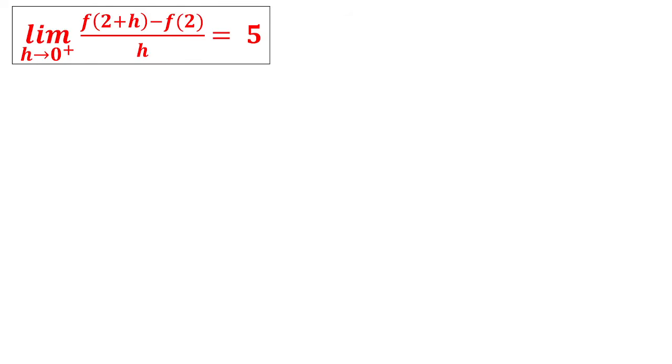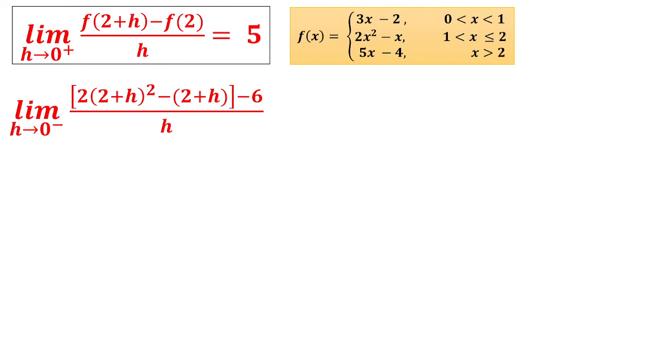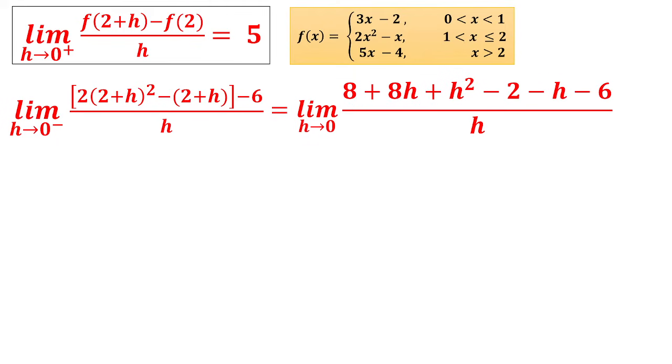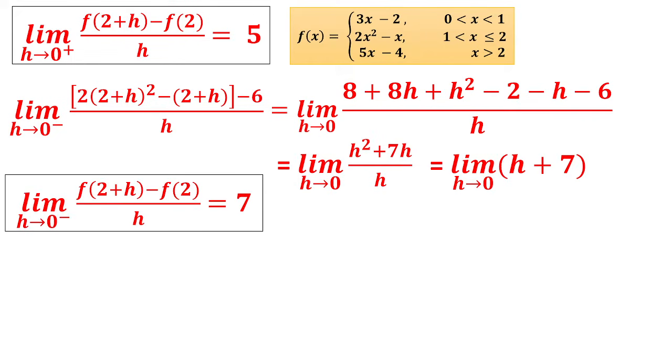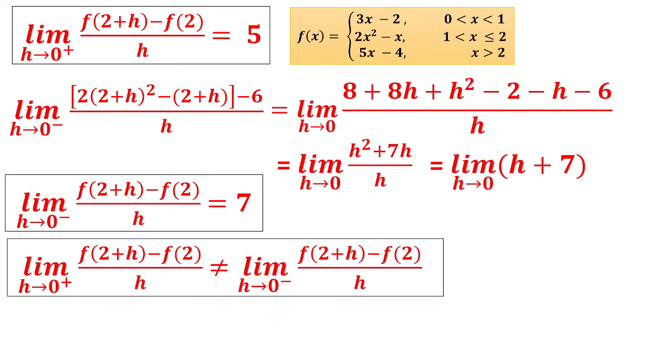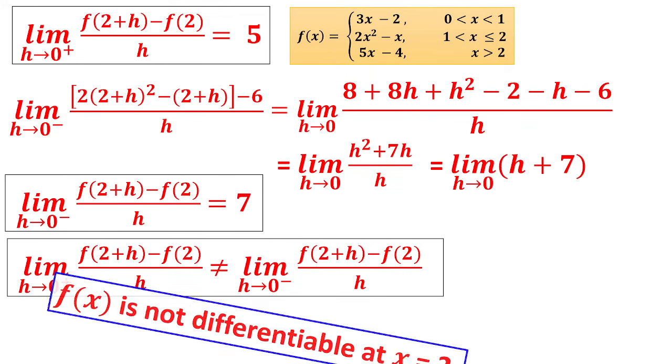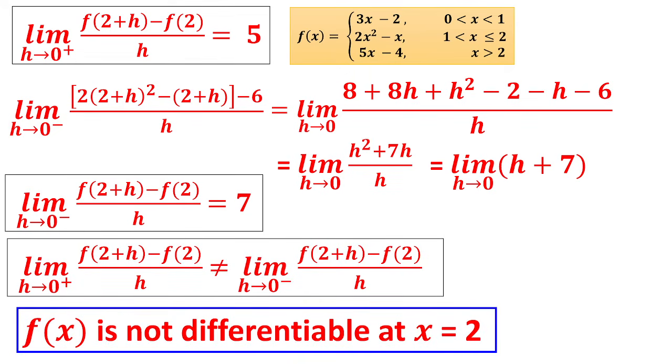Let us move on to the left limit. For the left limit, you have to take the 2x square minus x as the function, because 2 plus h will be less than 2. I am simplifying. I am getting the final answer as 7. Left limit not equal to the right limit, therefore not differentiable at x is equal to 2.